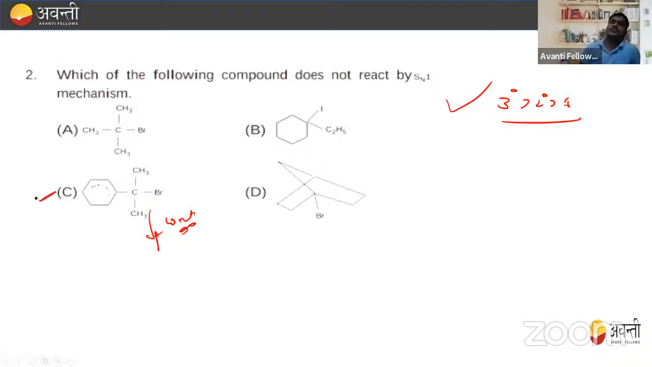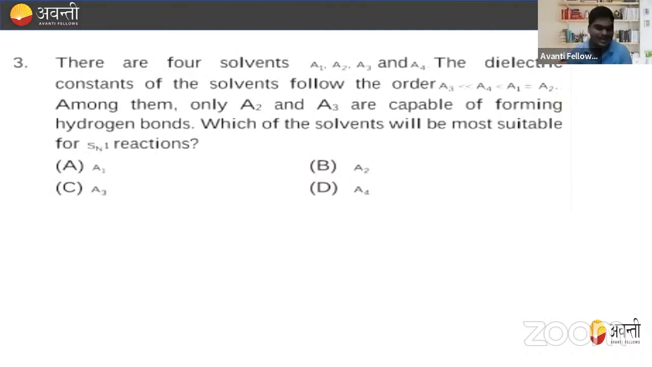Which of the following compounds does not react with the SN1 mechanism? So this will not react with the SN1 mechanism. This will react with the SN2 mechanism. Now, there are four solvents: A1, A2, A3, and A4. The dielectric constants of the solvents are in the order: A2 and A1 having the same, and A4 having greater than A1. Among them, only A2 and A3 are capable of forming hydrogen bonds. Which of the solvents will be most suitable for the SN1 reaction? So they are asking which solvent is more suitable for SN1.